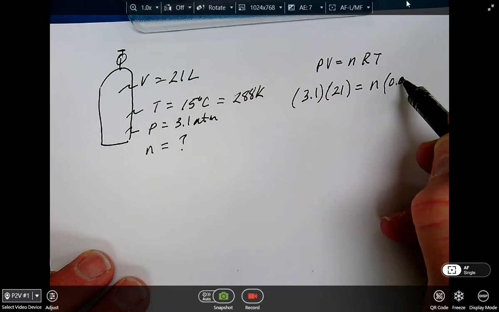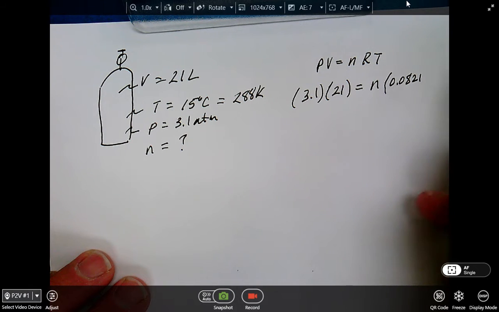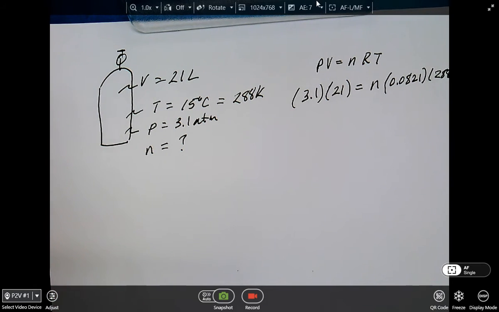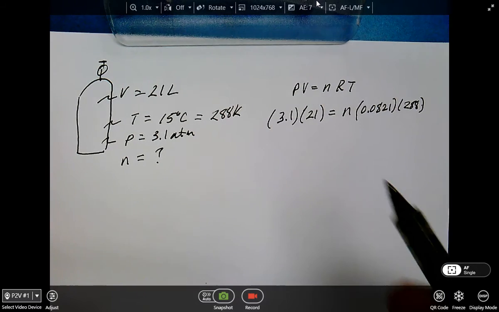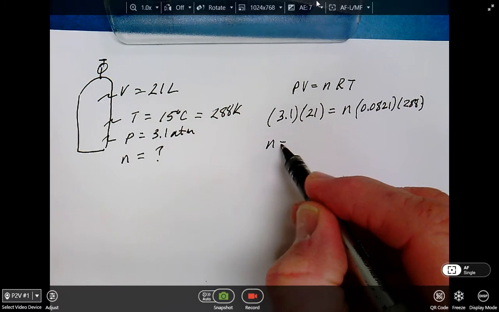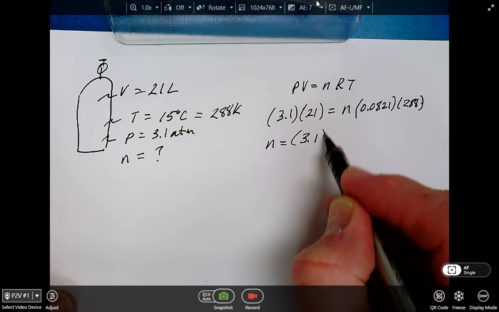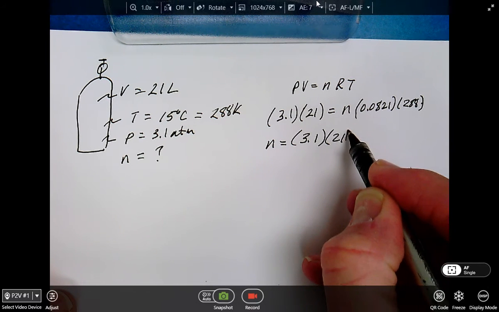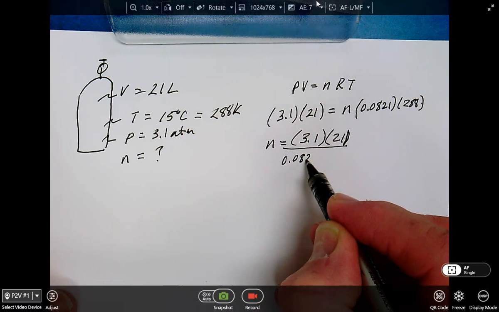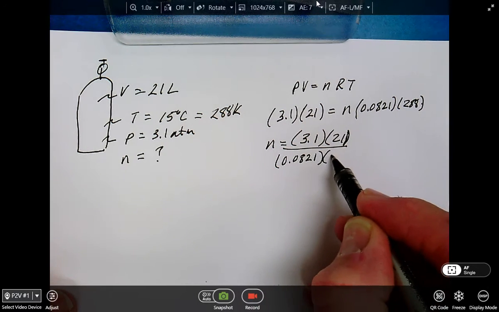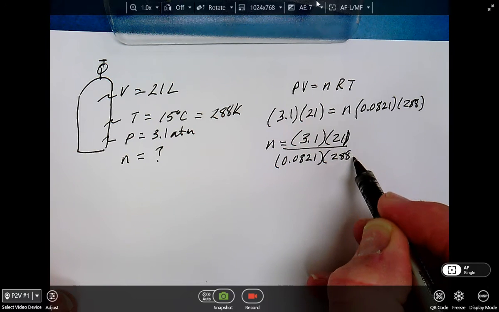So that's 0.0821. And then times the temperature, which is 288. All right. Shift this over a little bit here. Okay. So now we want to solve for n. So we're going to say n is equal to 3.1 times 21. Whoops, that's supposed to be parentheses, over 0.0821 over 288. All right.